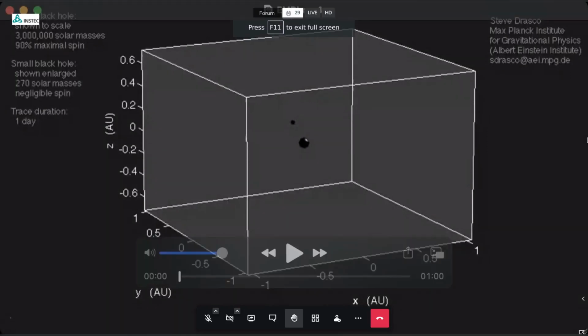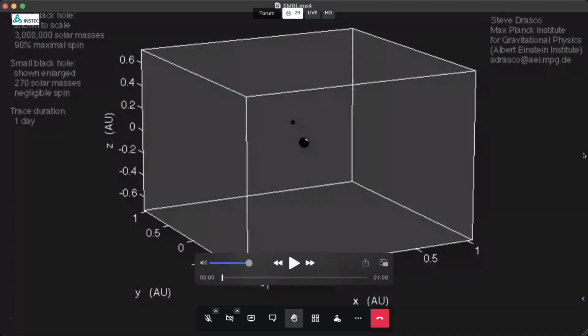Do you see this box with two black dots in the middle? Do you see my screen share with the box? Yes. Very good.